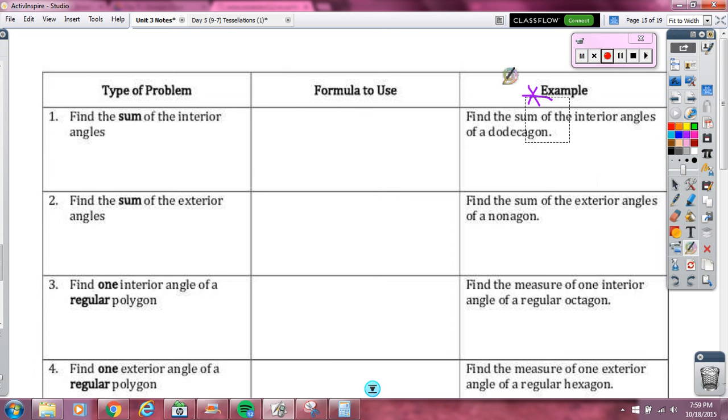So, from the previous page, if we wanted to find the sum of the interior angles of a polygon, we're going to end up doing n minus 2 times 180, where n is the number of sides that the figure has. So if you wanted to figure out the sum of the interior angles of a dodecagon, we're going to use that formula for n equals 12.